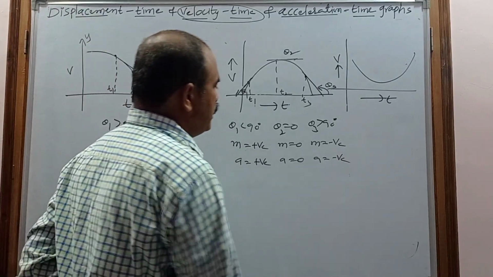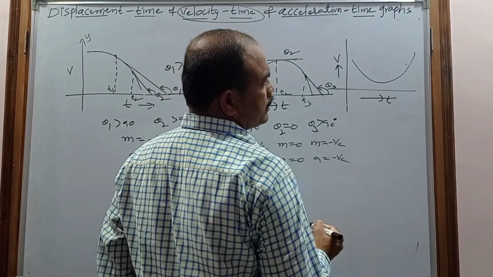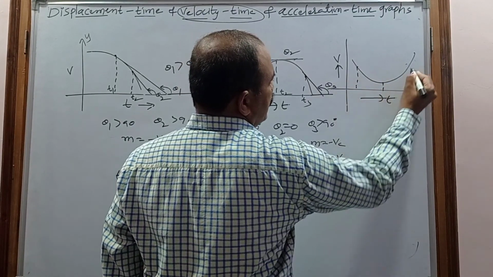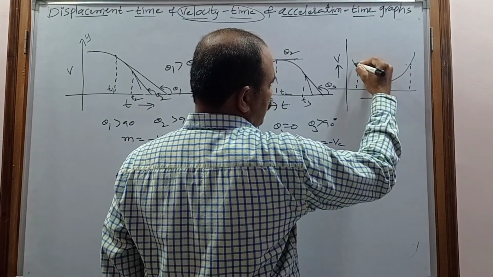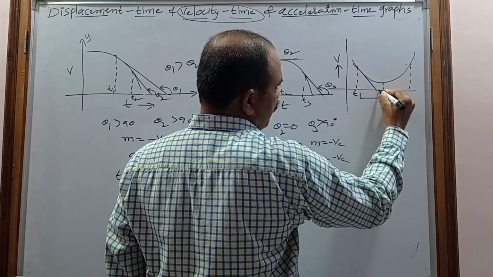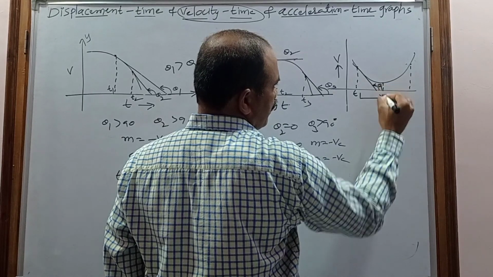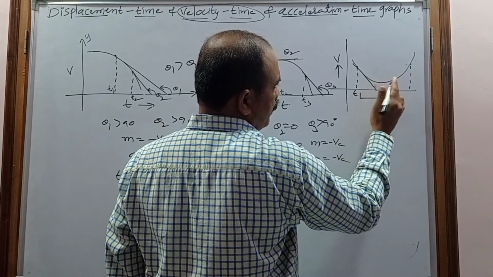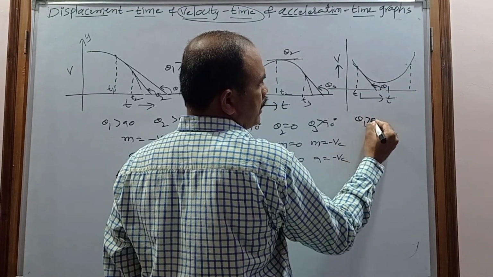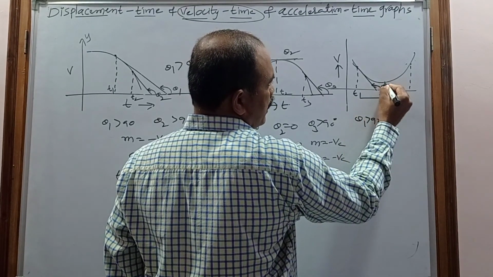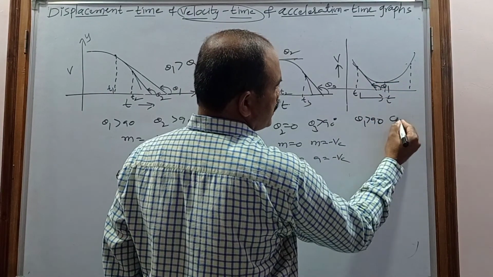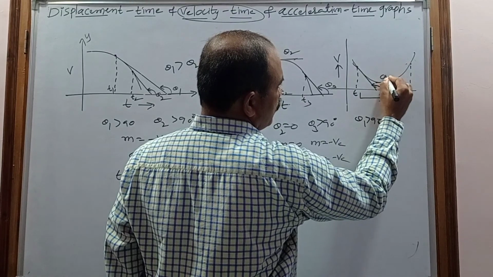And now coming to this case, if I draw the tangent at 3 points, the angle made by the tangent at t1 time is theta 1. So theta 1 will be greater than 90 degrees. If I draw the tangent at t2 time, this tangent is parallel to the x-axis. So that's why theta 2 will be equal to 0.